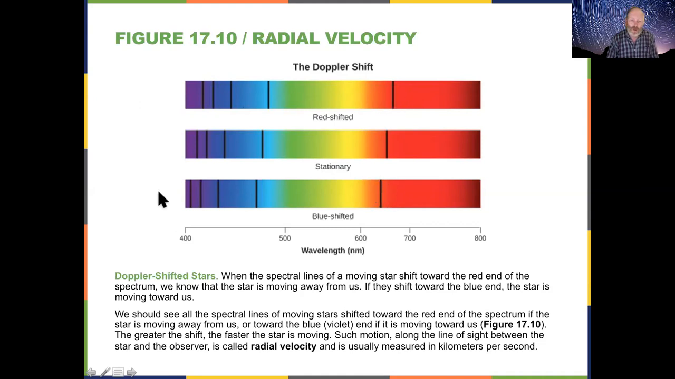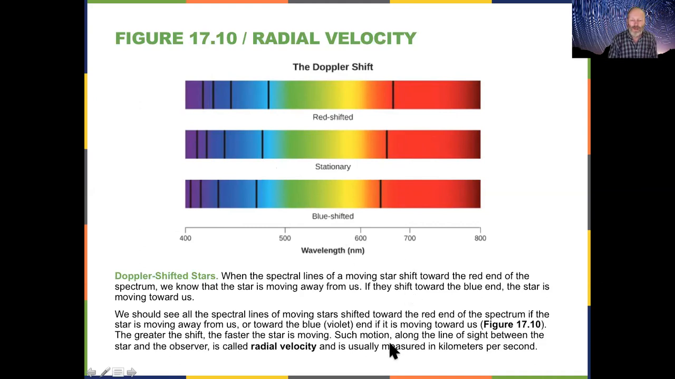If it's coming towards us, they're pushed up in energy, so they're blue shifted. And notice these lines here. This would be stationary if it's just sitting there, not doing much. If it's going away from us, notice all the lines are shifted towards the red. That doesn't mean these lines end up in the red. It just means they're shifted in that way. Notice all of these, if it's coming towards you, are shifted towards the blue. It doesn't mean they're all in the blue. This means they're all going in that direction.